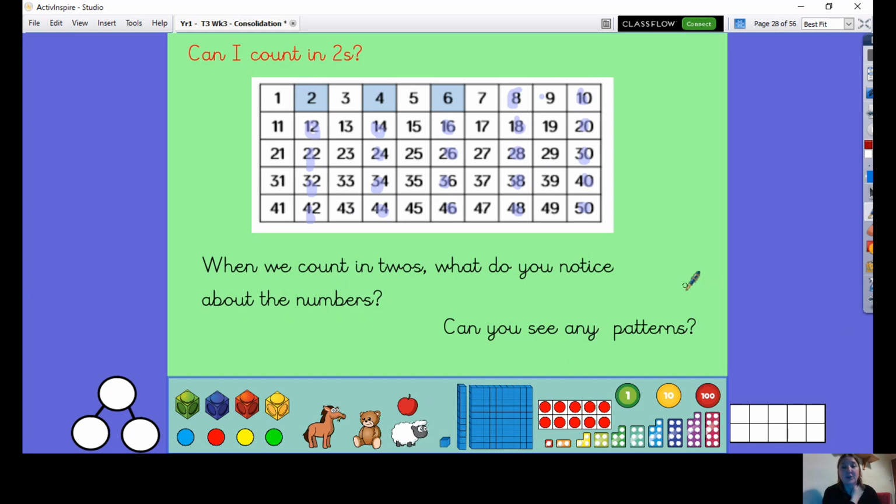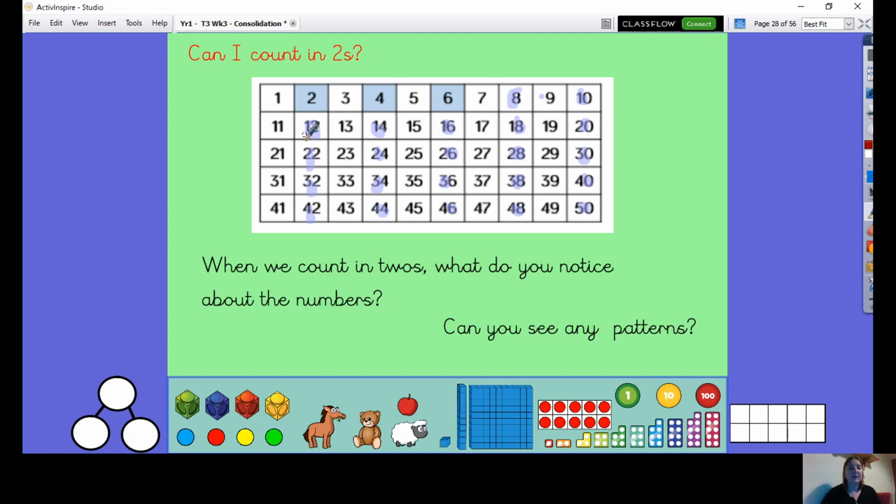Okay, so some of the patterns that you might have seen is that if you look down here, all the numbers here are ending in 2. When we count in 2, they're all ending in 2. Over here, they're all ending in 4. They're all ending in 6. They're all ending in 8. And they're all ending in a 0. So that could have been a pattern that you noticed, that when you count in twos, all the numbers are going to end in a 2, a 4, a 6, an 8, or a 0. Okay, so that might have been a pattern that you've seen.